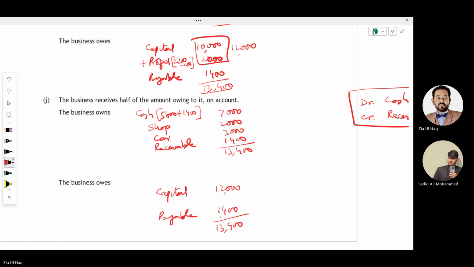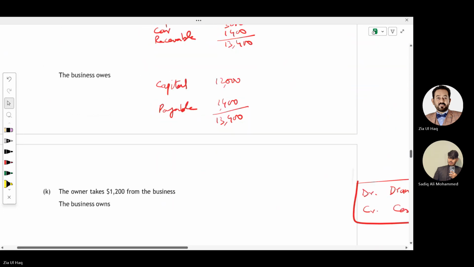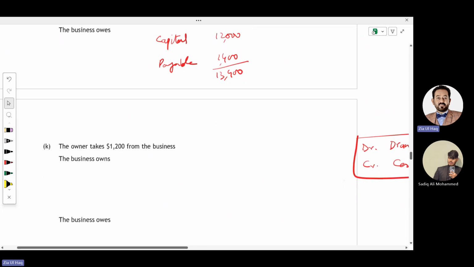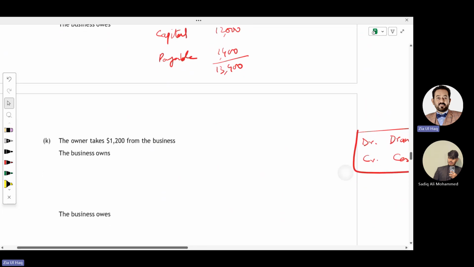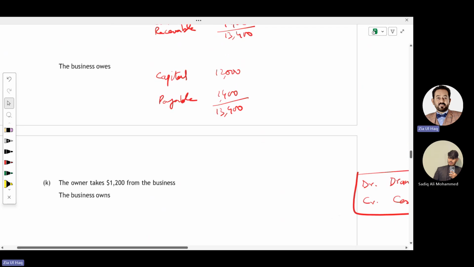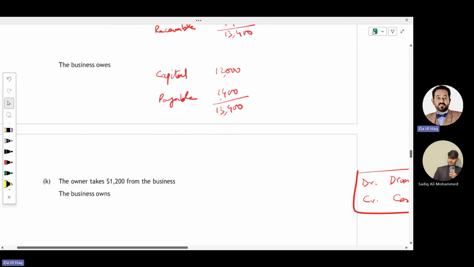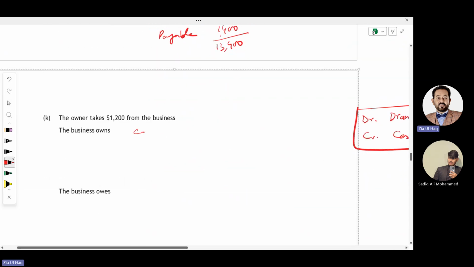Is that fine? Now cash 7,000, shop 2,000, car 3,000, receivable 1,400, capital 12,000 and payable 1,400. The owner takes 1,200 from the business. Cash going out. So cash was 7,000. Now 1,200 will be gone. So 7,000 minus 1,200, the remaining cash will be 5,800.